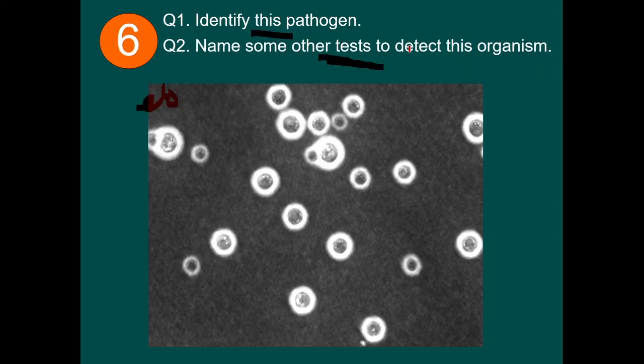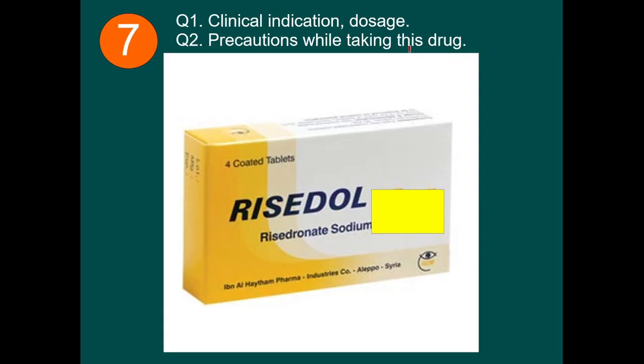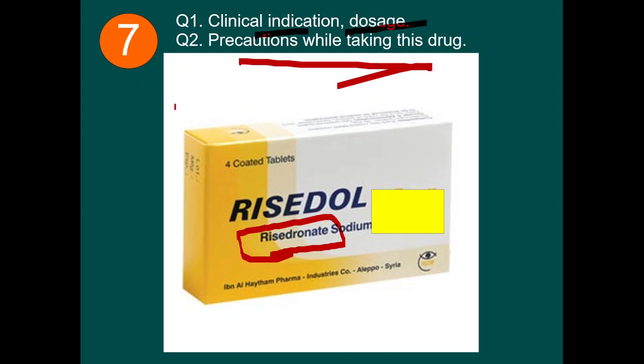Okay, some more time you can go through the slide. In the drug station, commonly insulin, adrenaline, noradrenaline, dopamine, dobutamine might be kept. So here they might be asking the clinical indication and the doses of a particular drug. Here it is written risedronate, it's a bisphosphonate. What is the precaution while taking this drug?